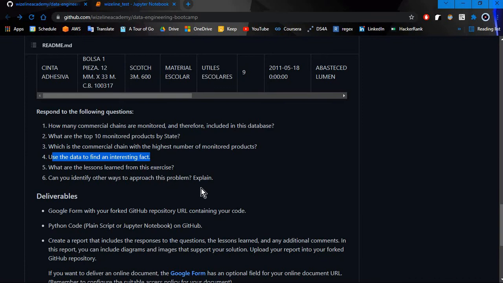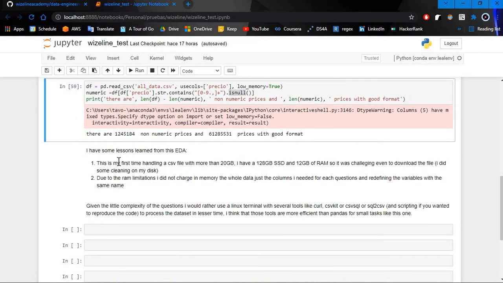The fifth question was about the lessons learned from this exercise. This is my first time handling a CSV file with more than 20 gigabytes. I have a 128 gigabyte SSD and 12 gigabytes of RAM, so it was challenging even to download the file to local. I used to work with services to handle these kinds of files. The second challenge was the RAM limitation. I did not load the whole data into memory, just the columns I needed for each question, and redefined variables with the same name.